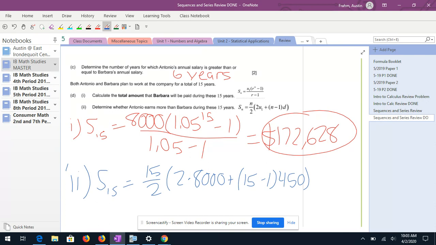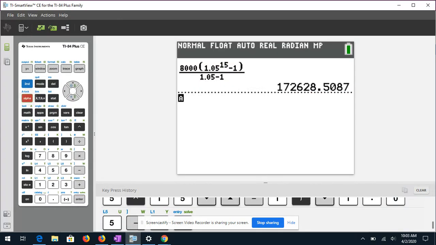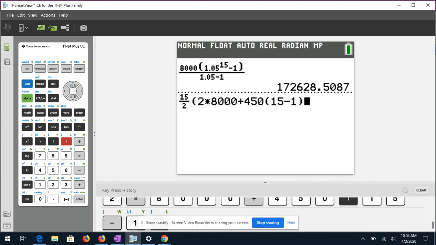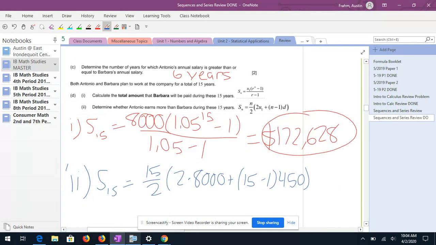So type that into your calculators. And we get $167,250. So clearly, comparing these two numbers, Barbara makes more than Antonio over the 15 years.